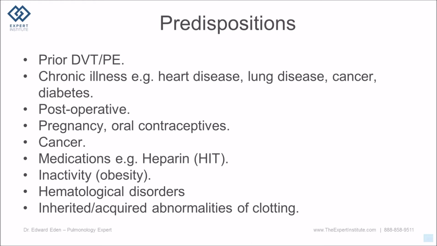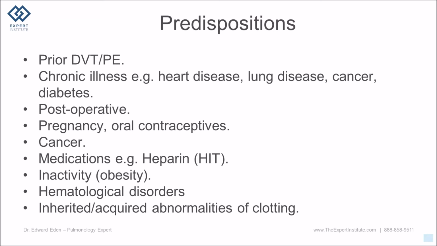So prior venous thrombosis or pulmonary embolism, particularly chronic illnesses, especially heart disease and lung disease. Cancer is a very high predisposer for pulmonary embolism and DVT. Post-operative cases, particularly orthopedic surgery, is well known to increase the risk for pulmonary embolism and DVT. We all know about oral contraceptives, pregnancy. I've already mentioned cancer. Some medications, even blood thinners themselves, can sometimes predispose to pulmonary embolism. Inactivity, particularly after long journeys, on a long flight or a long car ride, can predispose to pulmonary embolism.